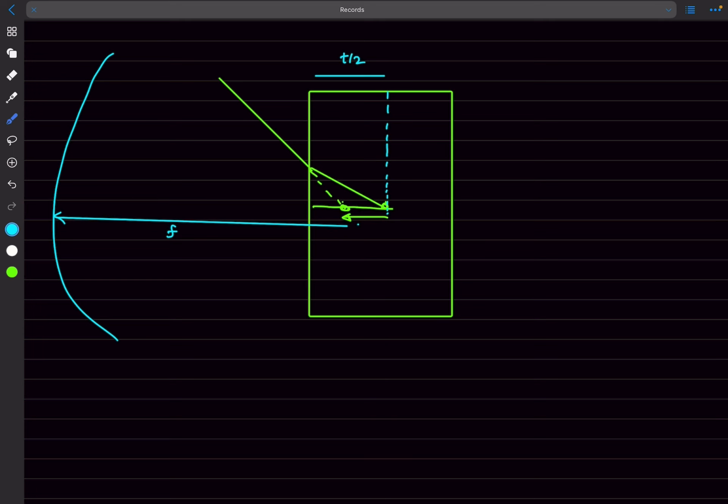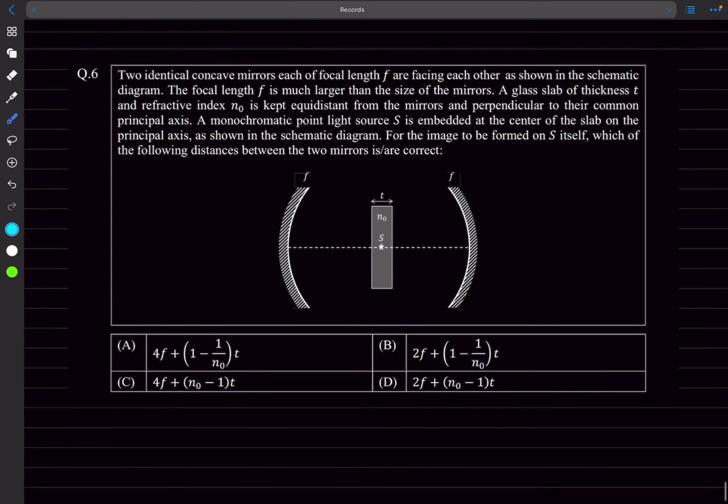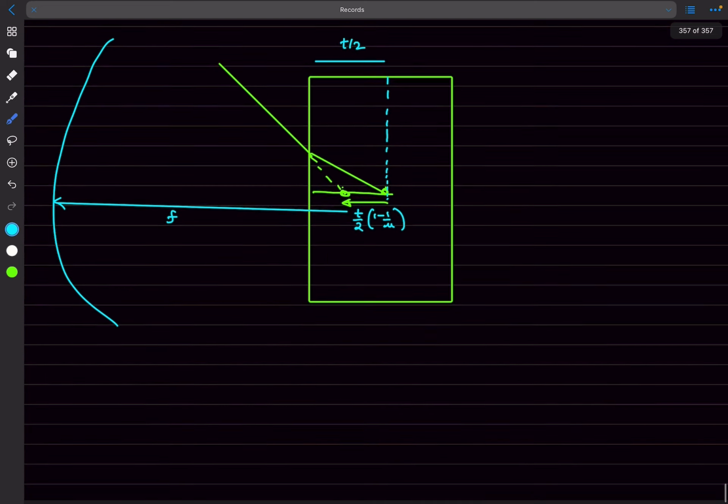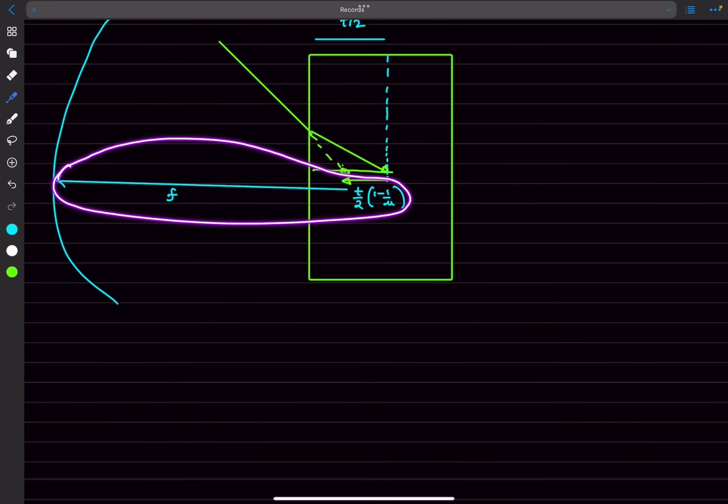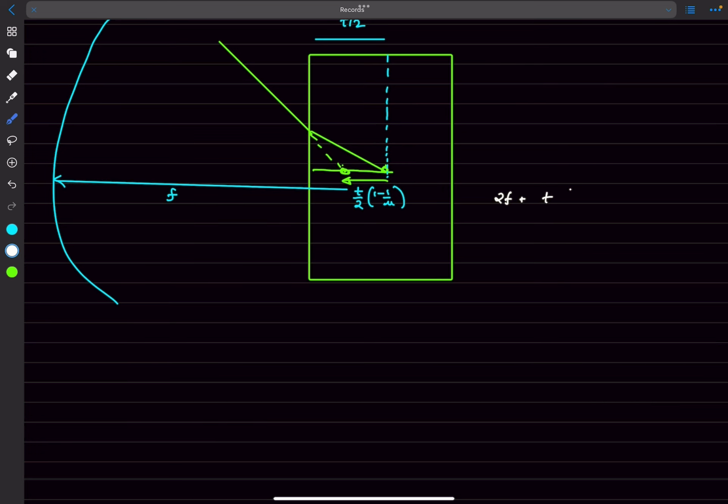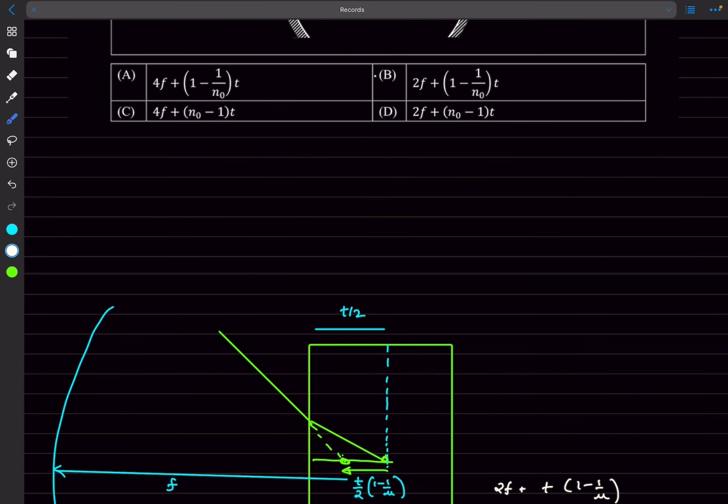So the shift would be t by 2 into 1 minus 1 by mu. So in the question they asked what is the distance between the mirrors. That will be just the double of this value. So that would be 2f plus t into 1 minus 1 by mu. Okay, so that would be option B.